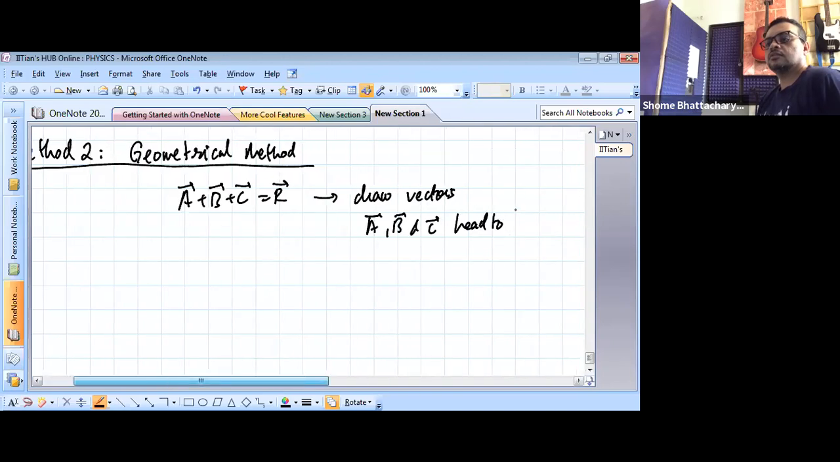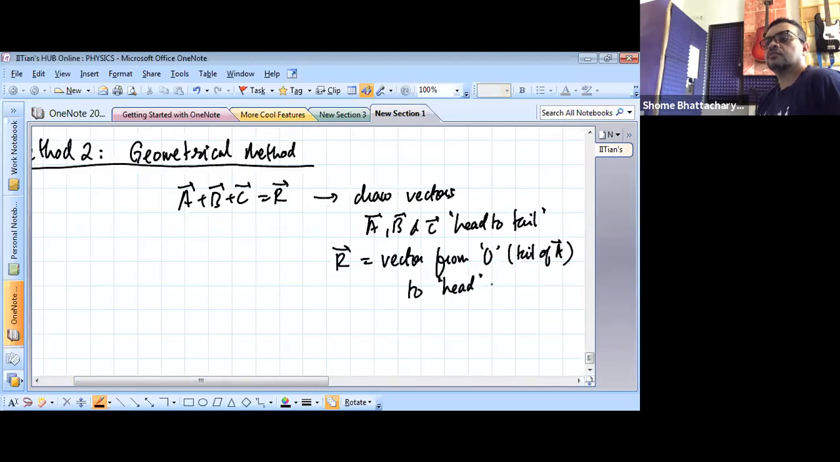So the resultant will be the vector from origin, that is tail of the first vector E, to the head of the third vector C. So let's understand how that will work out.